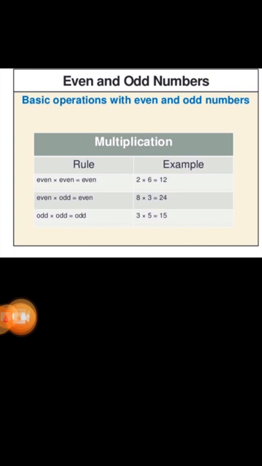Basic operation with even and odd numbers. Multiplication. Here are some rules for multiplication. Even multiplied by even is always equal to even. For example, 2 multiplied by 6 is equal to 12.